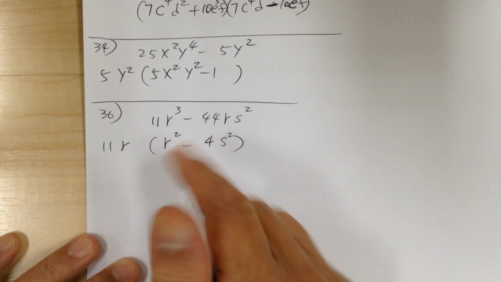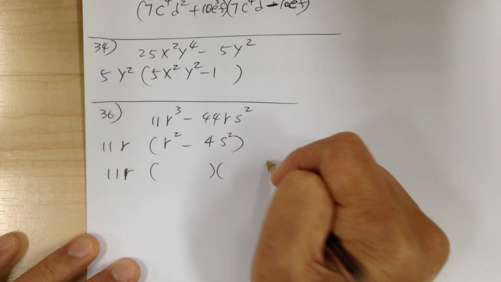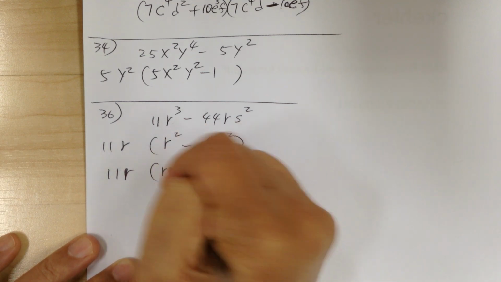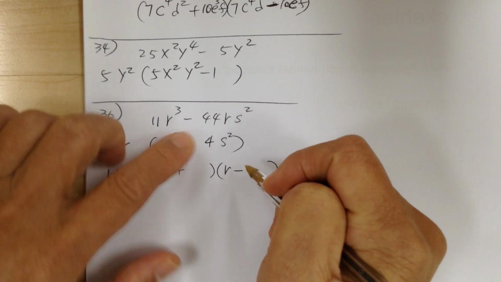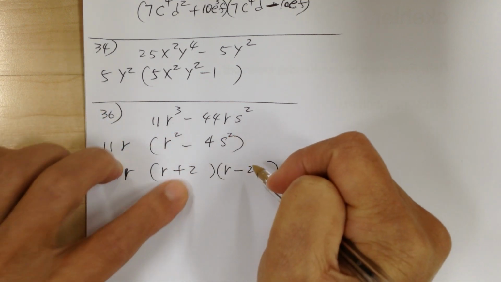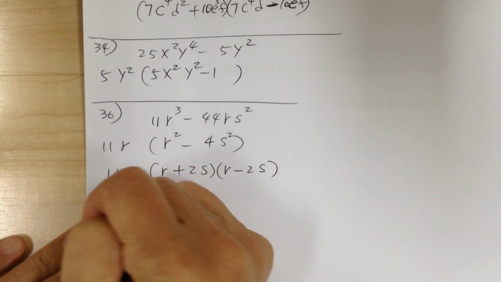Okay, all these are perfect squares. So you can do the step 2a. So you need to get r times r, give you r squared, plus times minus give you minus, 2 times 2 give you 4, and s times s give you s squared. Okay, and that's it.